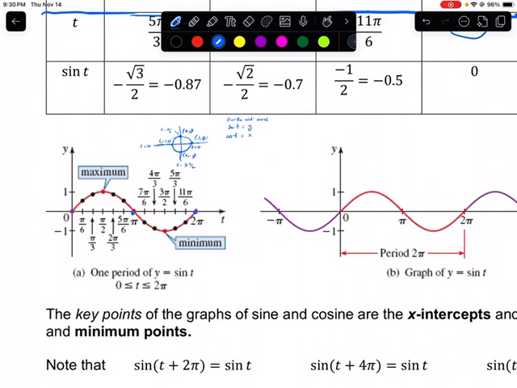So this is what I would suggest, that you remember where the function is going to be 0 in the interval 0 to 2 pi, in one whole circle. Between one whole circle the value of sine will be 0 at 0, pi and 2 pi. Then where is sine equal to 1? Well, sine will be equal to 1 at pi over 2.